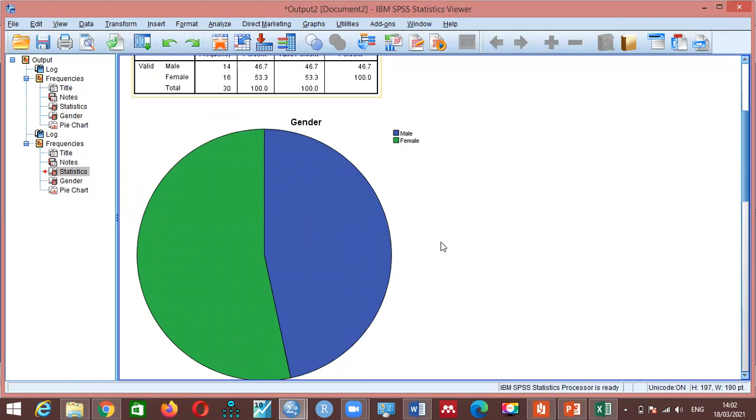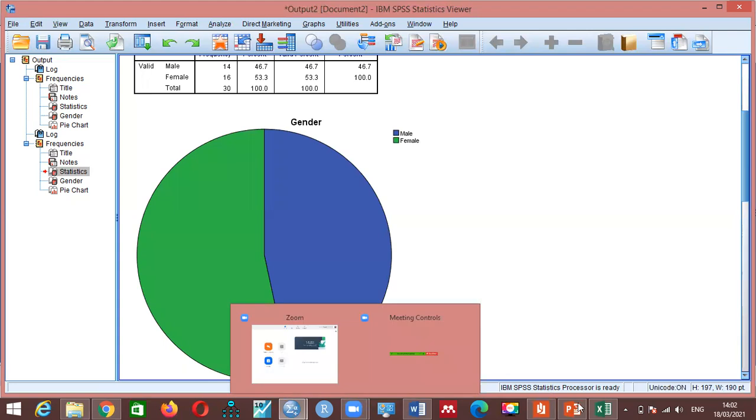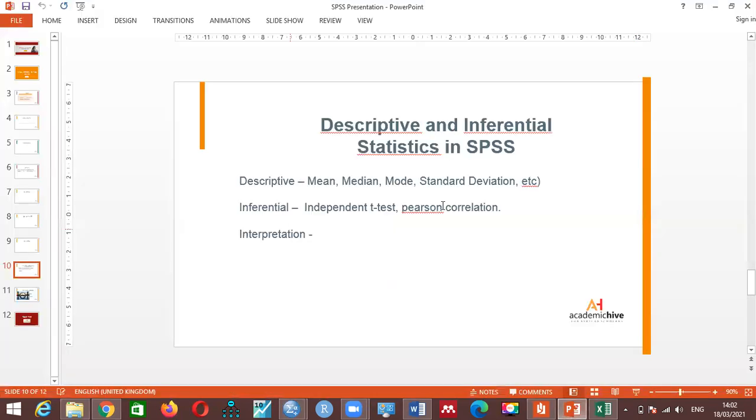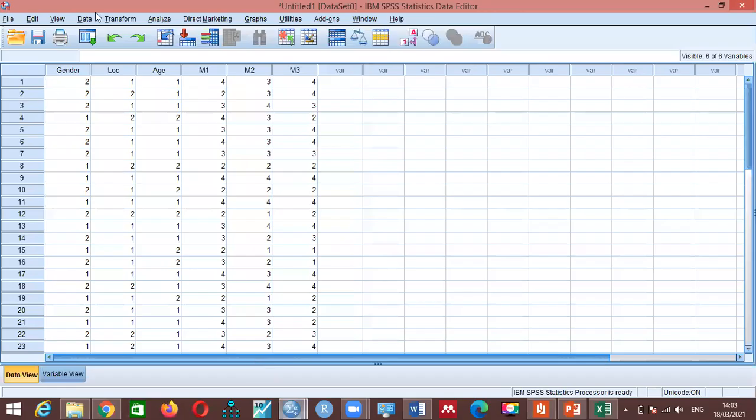How about inferential statistics? Let's run some inferential statistics. So what are some statistics that can be called inferential statistics? We have like the independent t-test and the Pearson product correlation. So we go back to our data. Let's say we want to see if there's a difference in gender, or let's say if the response of male and female towards this question is actually different.